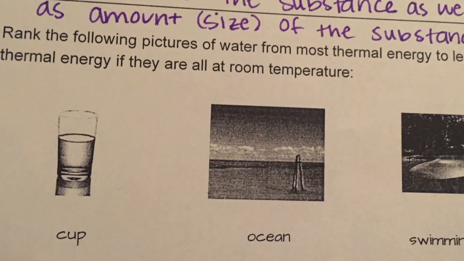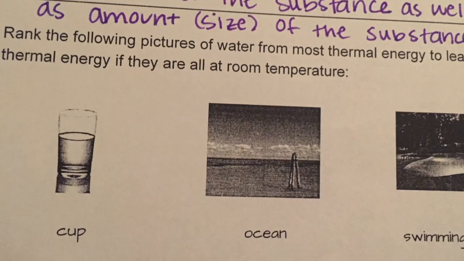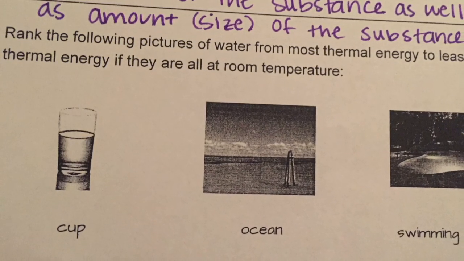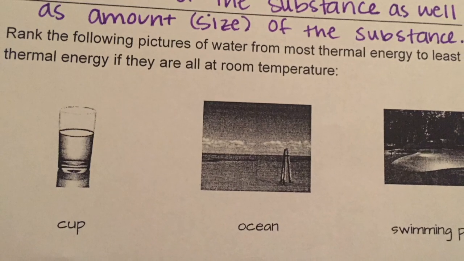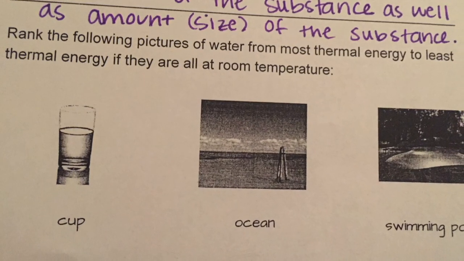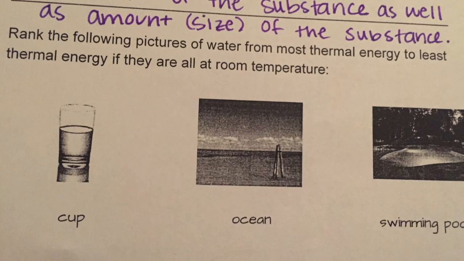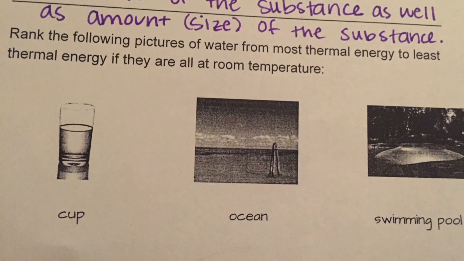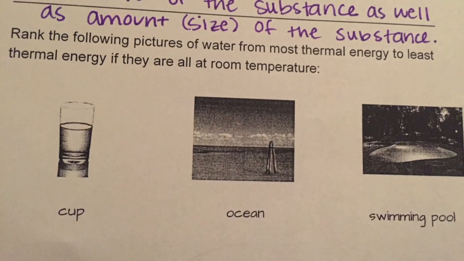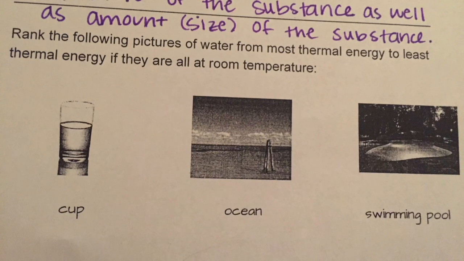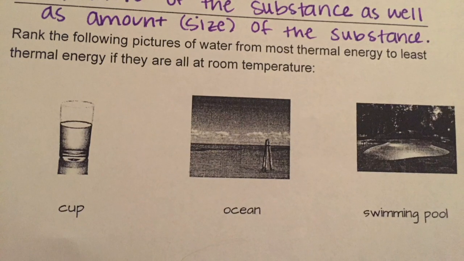All right, so one more for you guys to try. There's 3 pictures on your notes: a cup of water, an ocean, and a swimming pool. And it says to rank the following pictures of water from the most thermal energy to the least thermal energy if they were all at room temperature. So if they're all the same temperature, which one would have the most thermal energy, the least thermal energy, and medium thermal energy?